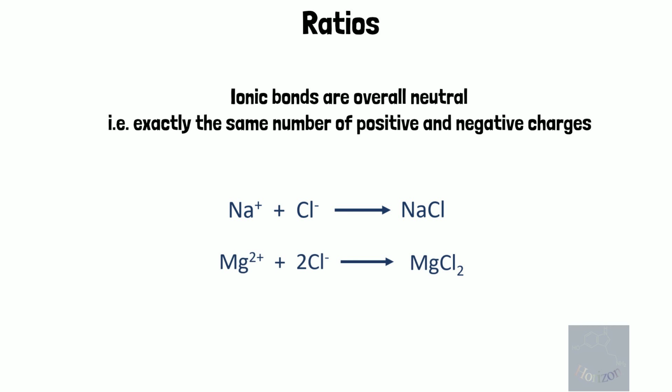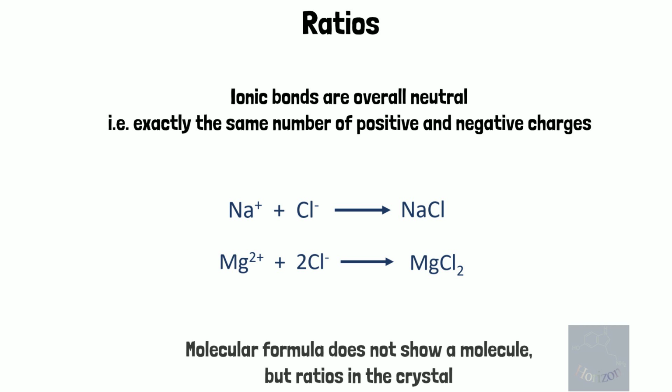The magnesium cation is doubly positively charged, so it takes 2 chloride ions to balance 1 magnesium ion. Accordingly, the ratio in the crystal is 1-to-2. In general, the molecular formula, so NaCl or MgCl2, does not reflect the molecule but shows the proportions in the crystal.